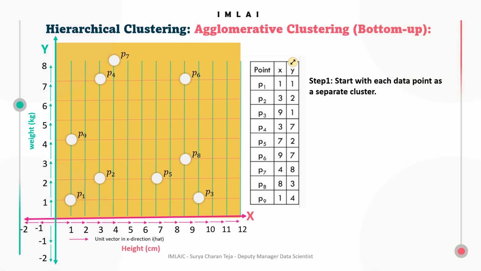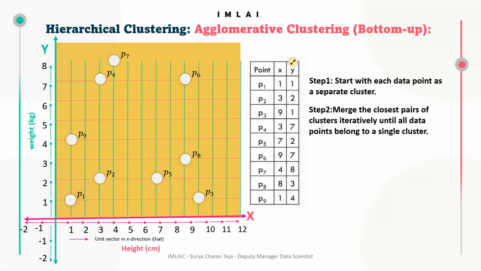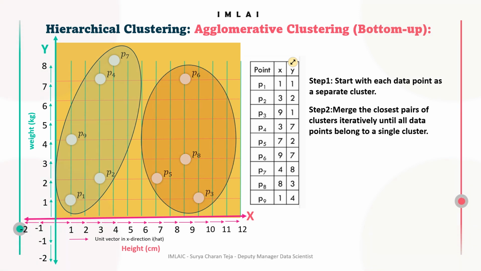So basically each data point will be considered as a separate cluster, and that's our step one. Then step two is to merge the closest pairs of clusters iteratively until all data points belong to a single cluster. So we will keep on merging the closest pairs of clusters iteratively until all data points belong to a cluster.